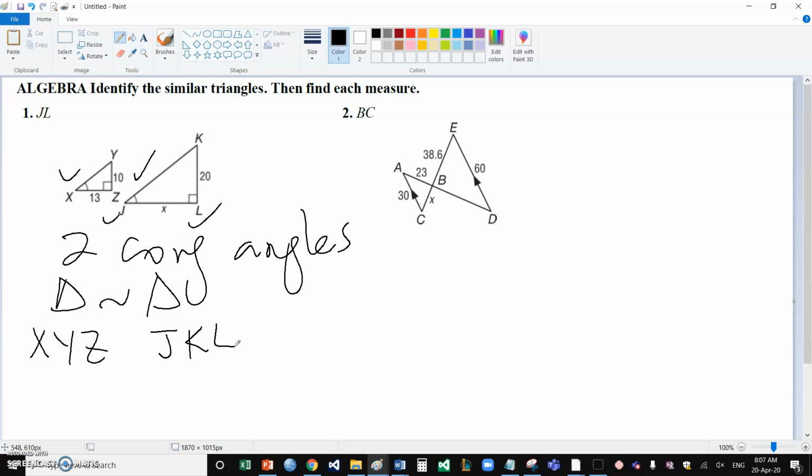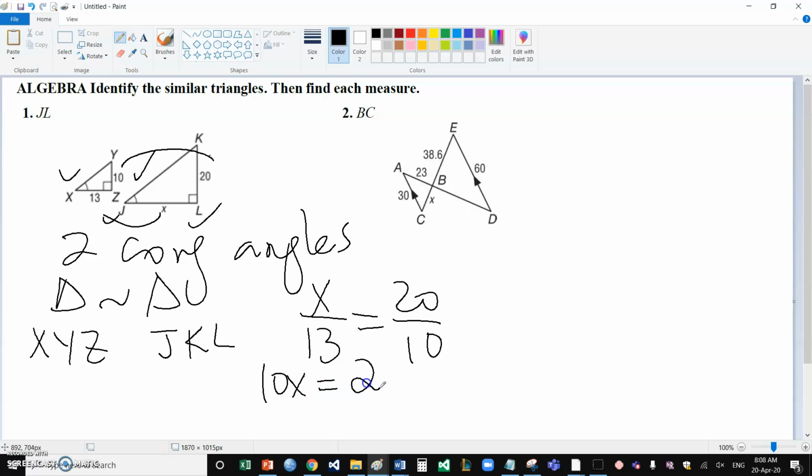We want to find the value of x, so let's look at a pair of corresponding sides. x over 13, so these two are corresponding, equals this and this, 20 over 10. So 10x equals 260, x equals 26. Okay? And that makes sense, because if you multiply 10 by 2, you get 20, and to go from 13 to 26, you multiply by 2, which is the same ratio.